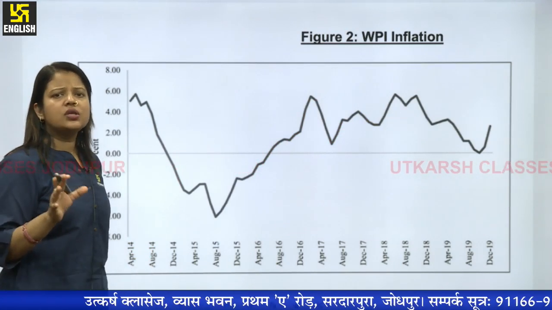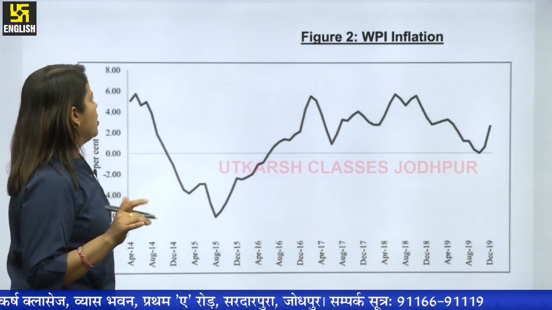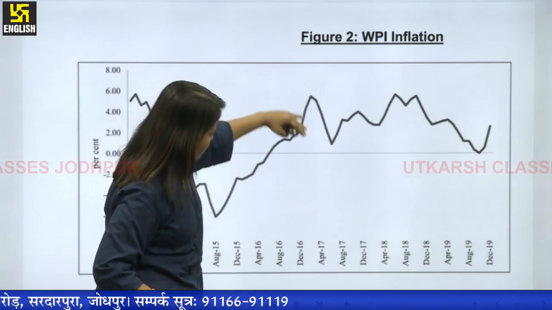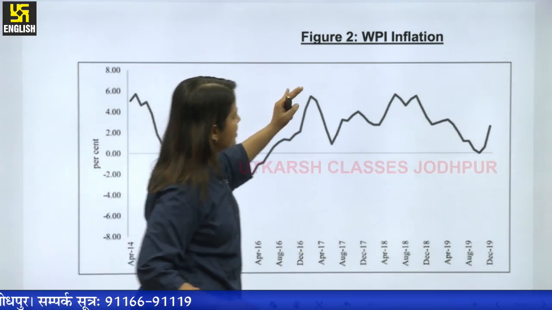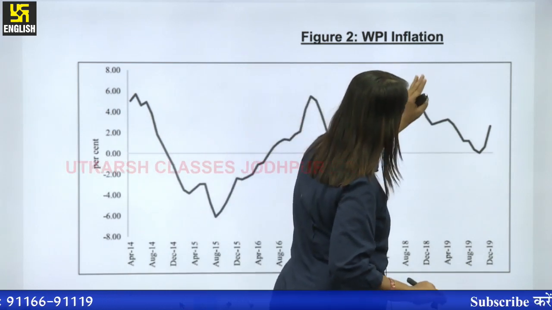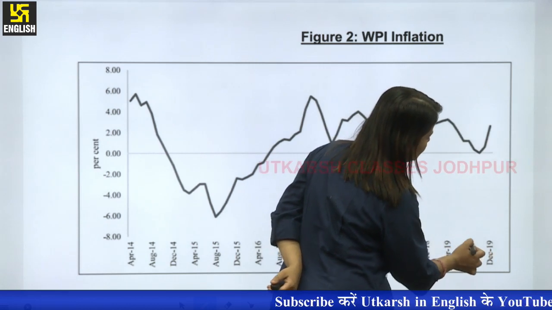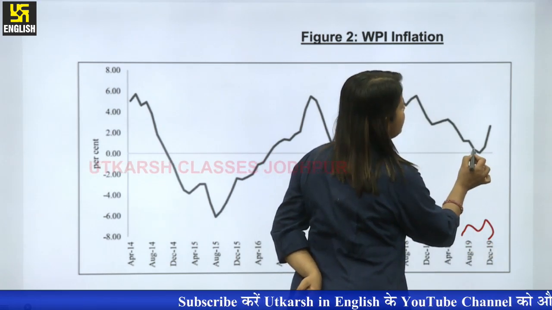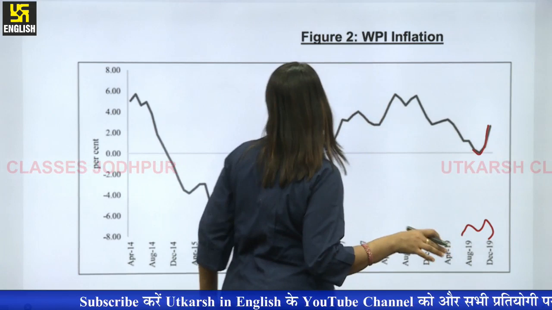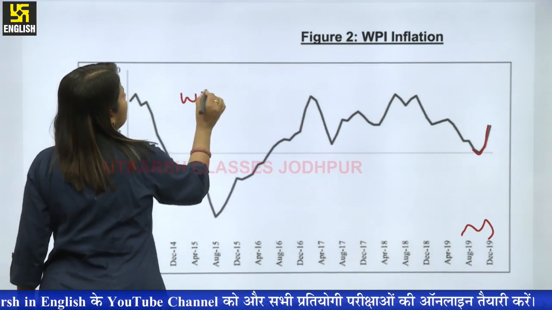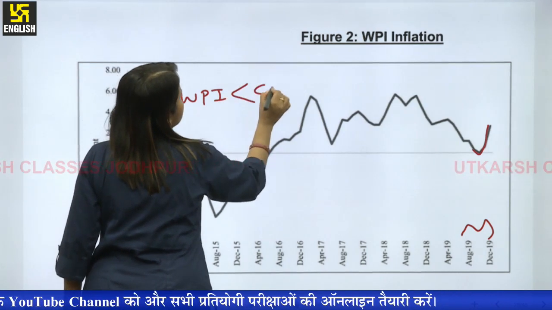WPI inflation, the wholesale price index, was very high in April 2007, but after that there was a very slow increase in the wholesale price index. Up to August and December 2019 it increased up to 4%, but it is always lower than the CPI.